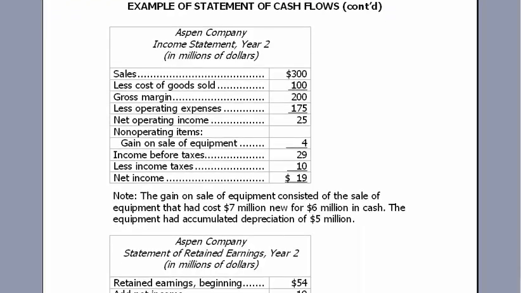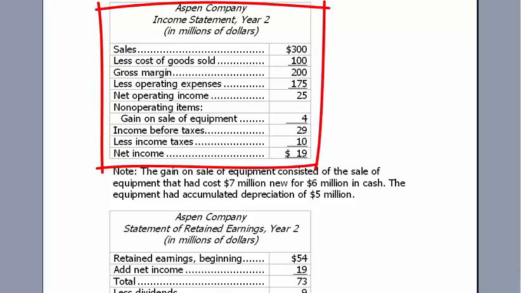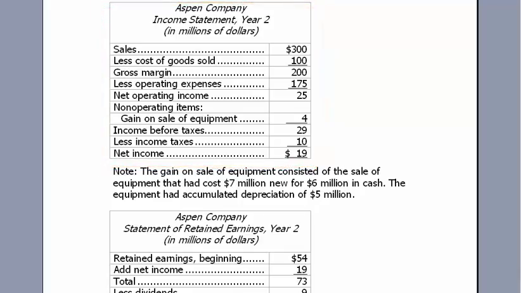For this example, they're going to give us an income statement. And this particular income statement shows sales minus cost of goods sold is gross margin, minus operating expenses is net income. Then we have other gains and losses, revenue and expenses, which gives us income before taxes, minus taxes. So we're going to have net income of 19.